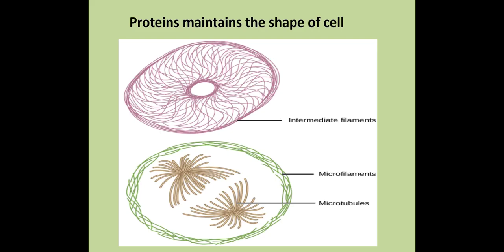Proteins maintain the shape and structure of the cell. The cytoskeleton plays a very important role in this regard. The cytoskeleton is made up of several interlinked protein filaments. The proteins in the cytoskeleton are organized in the form of microtubules, microfilaments and intermediate filaments.